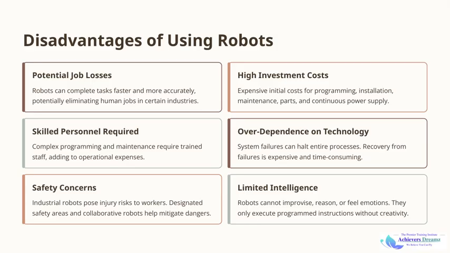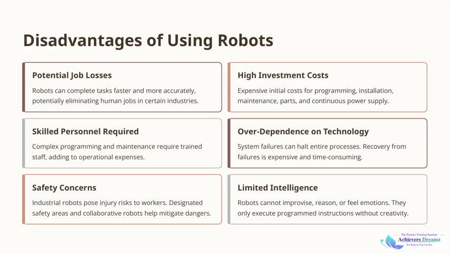Overdependence on technology is another issue. If a system failure occurs, it can halt entire production lines, and recovering from such failures can be both costly and time-consuming. This reliance can sometimes make processes more fragile. Safety is also a critical concern. Industrial robots can pose injury risks to workers if proper safety measures aren't in place. That's why safety zones and collaborative robots, designed to work safely alongside humans, are so important to mitigate these dangers.